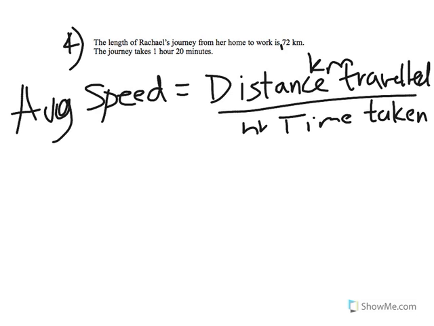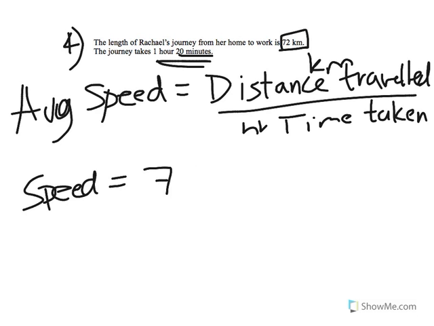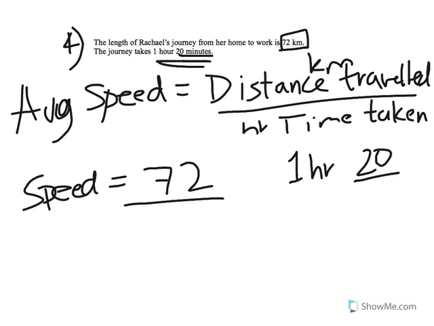Okay? Now, if you look at the distance they've given you here, it's in kilometers, so that's fine. But the time here is 1 hour and 20 minutes. This 20 minutes, we need to get rid of it and put it in terms of hours. So we have speed will be equal to 72 over, now we need to fix the time and put it in terms of hours. So 1 hour is fine, but 20 minutes in terms of hours is actually 20 divided by 60, because there's 60 minutes in an hour.